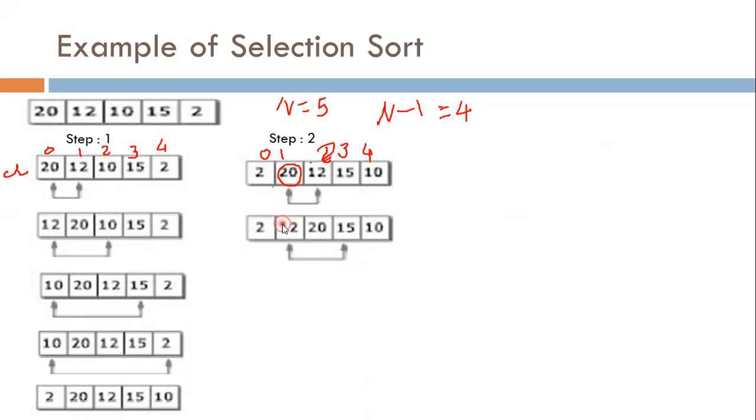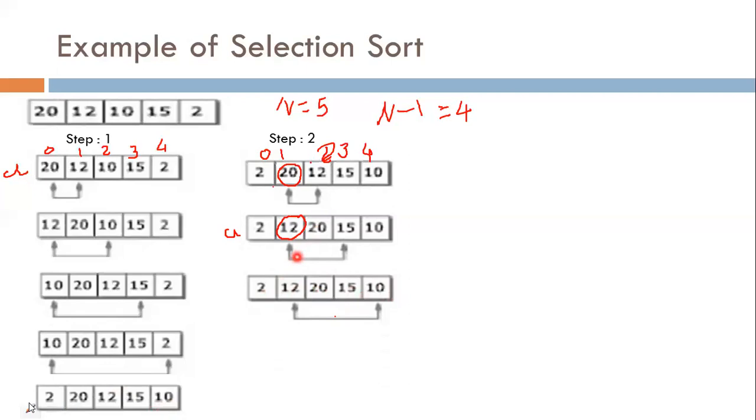After that, again pick the second element. Now the second element is 12. Now comparison is made between A of 1, which is 12, and A of 3, meaning 12 and 15, which are already in order. So no swapping is performed between these two elements.